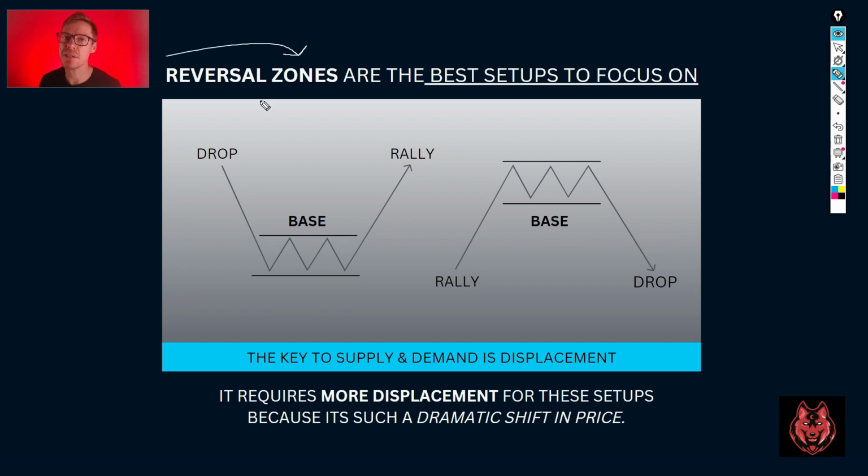The key to supply and demand is really paying attention to displacement. Displacement is when you get a sudden massive move to one side. So if price drops rapidly over here, we'll see it in the displacement candles, and then we get a base, and then we get a massive move up again. Displacement is the key that we want to start to pay attention to.